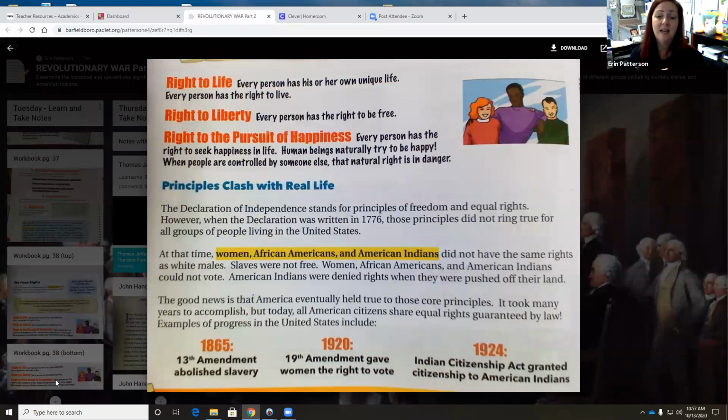The good news is that America eventually held true to these core principles. It took many years to accomplish, but today American citizens share equal rights guaranteed by law. Examples of progress in the United States include in 1865, with the 13th Amendment, we have the abolishment of slavery. That means slavery was ended. In 1920, with the 19th Amendment, women got the right to vote. In 1924, the Indian Citizenship Act granted citizenship to American Indians.